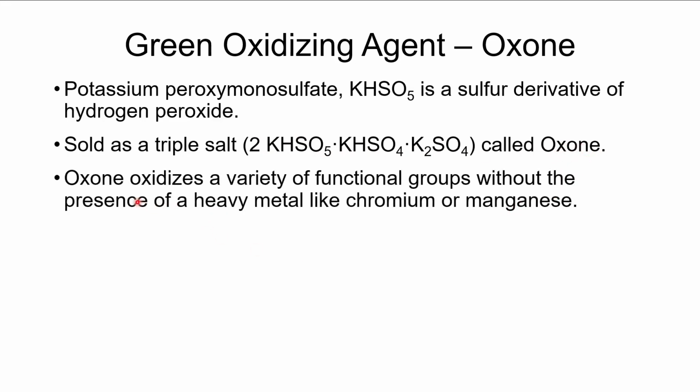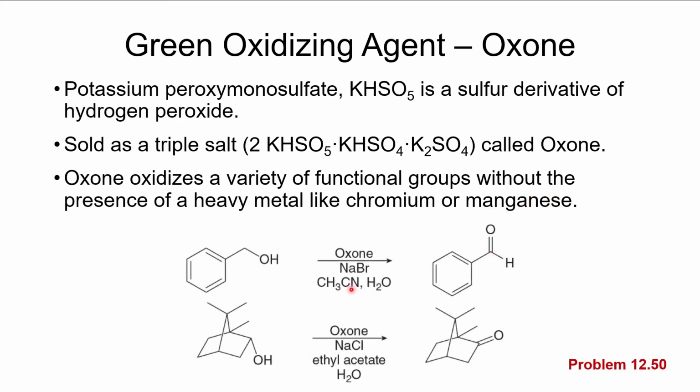And it can oxidize a whole bunch of groups without having to have a heavy metal like chromium or manganese, and so your byproducts are much safer. And then here we've got some solvents. This is a polar aprotic solvent, acetonitrile water, and then we have an ionic compound that makes it all possible.